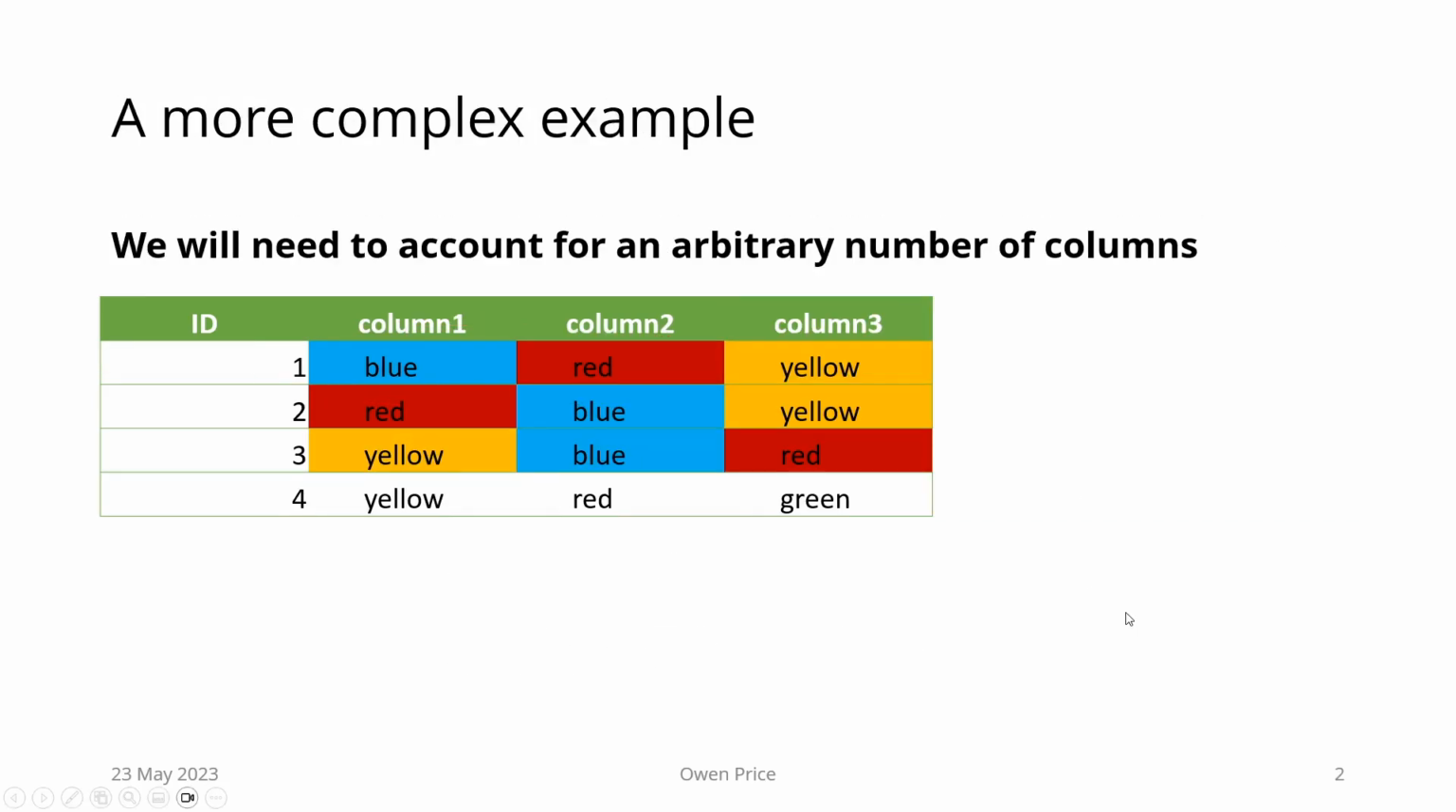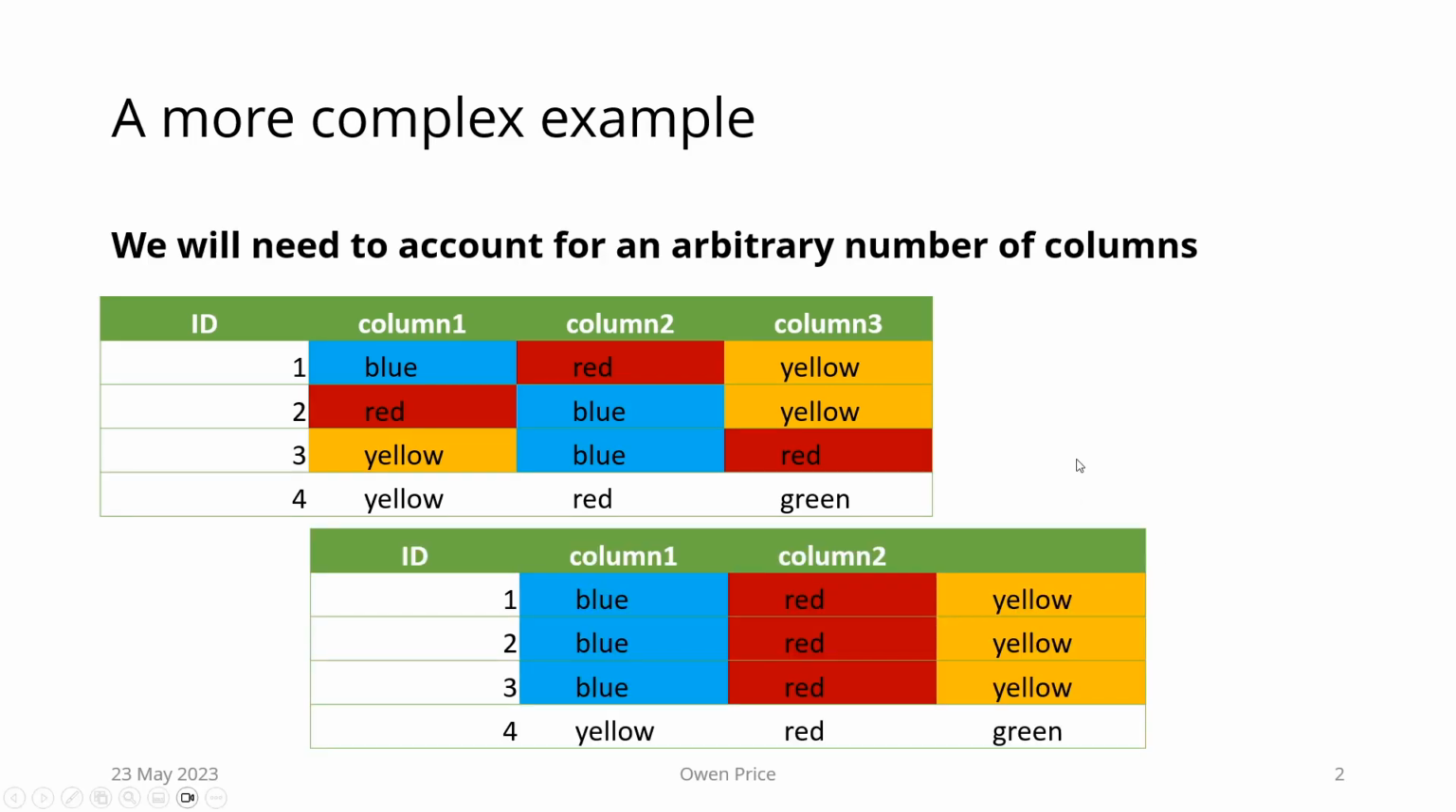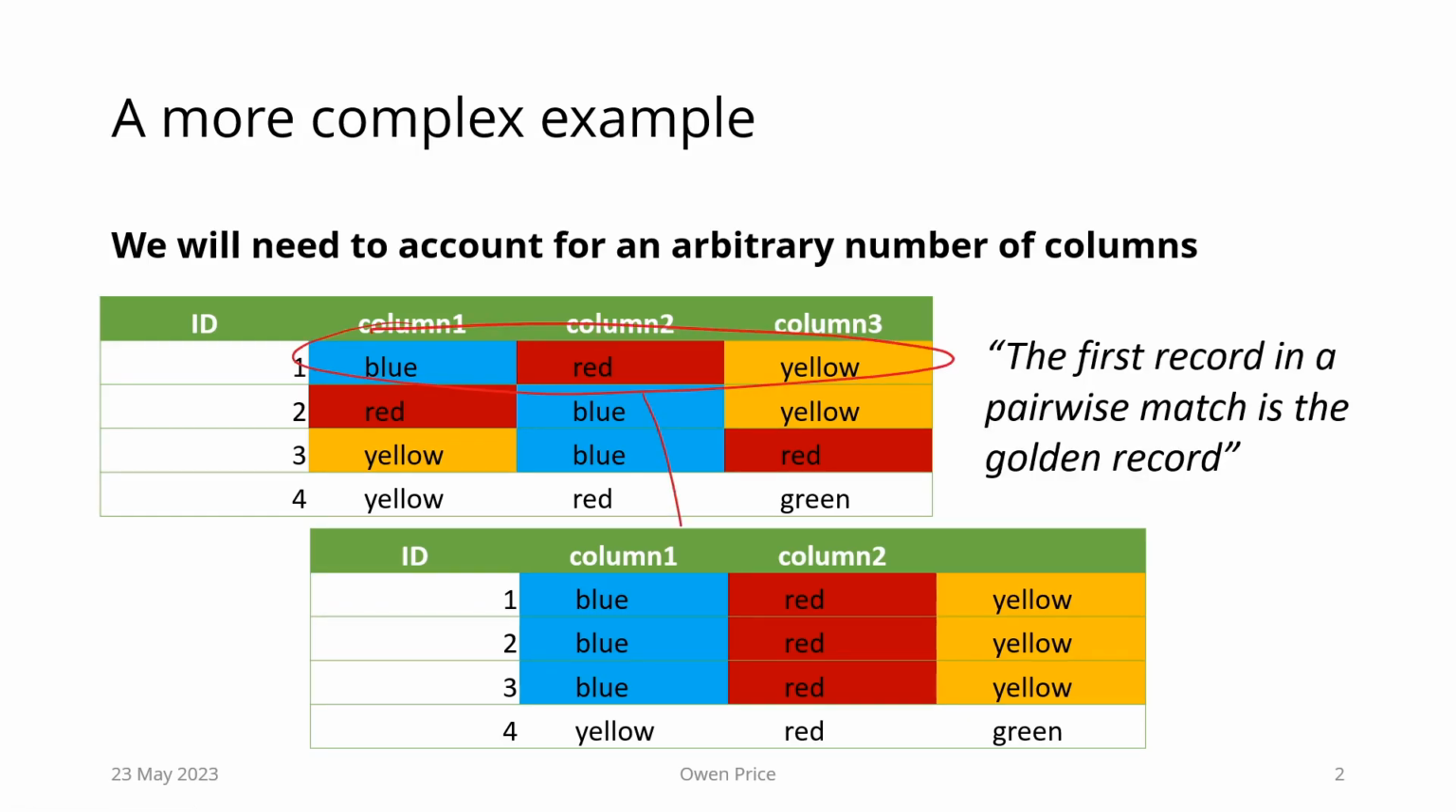Let's look at a more complex example. Here we're using three columns, and each of these three rows has the values blue, red, and yellow in them when not considering order. And according to the rule we just determined, that would end up looking like this, because we are replacing with the first row in the match.